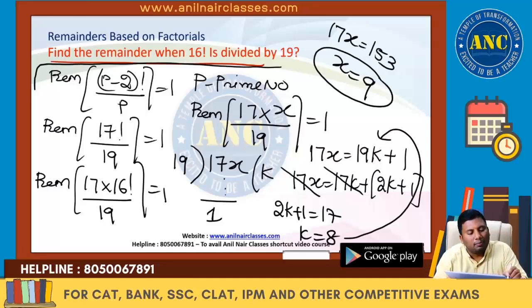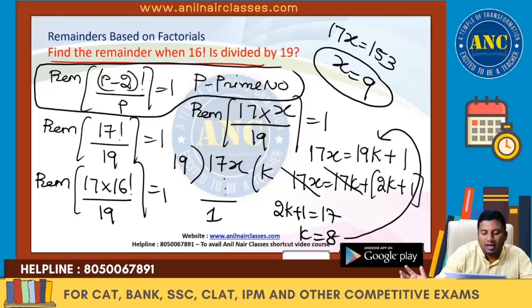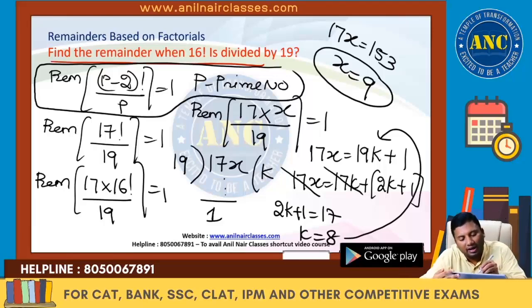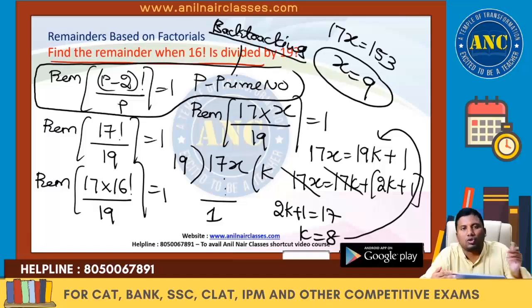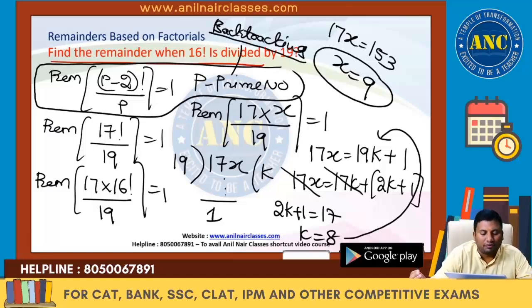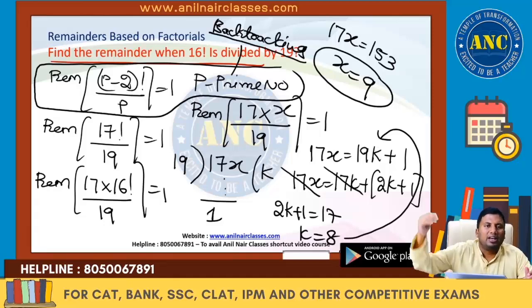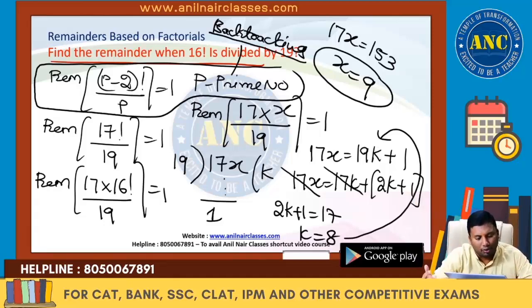Remainder 1: (P minus 2) factorial divided by P is 1 when P is a prime number. Again, what did I use in this question? I used the backtracking method. (P minus 2) factorial by P is 1, and 17 factorial by 19 is 1. From there I went. This is a very long method. Directly you can tell the answer if you know the approach. I hope this approach is clear.